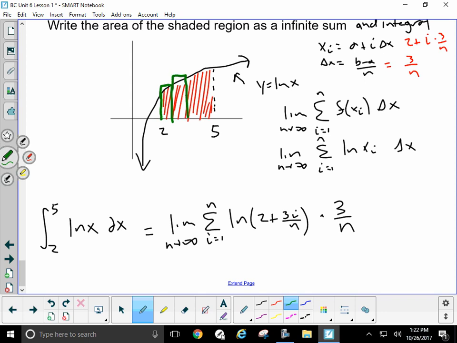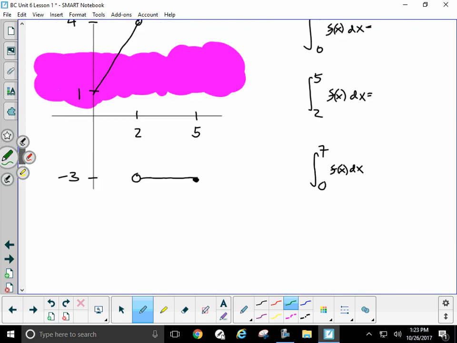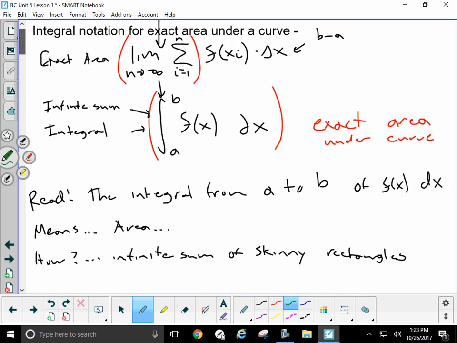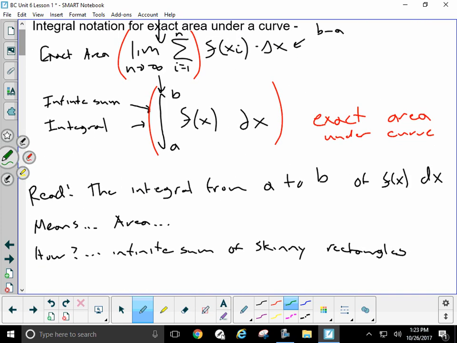Question? This is A, this is B. Right? A to B. Usually go left to right. We read it, the integral from a to b of f of x dx. We just make sure you have that down. We read this, the integral from a to b. Okay, so a, though it's at the bottom, is where we're starting.